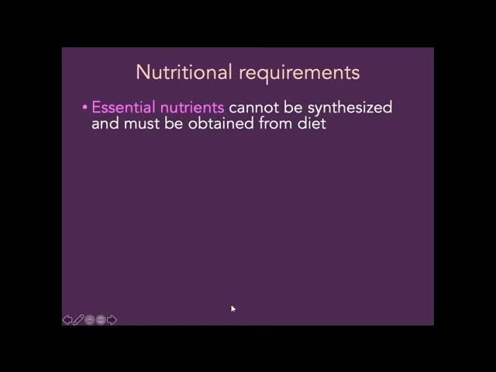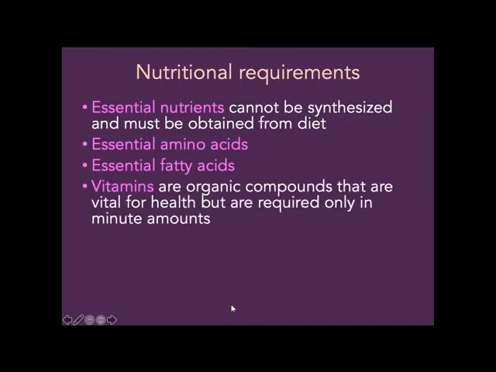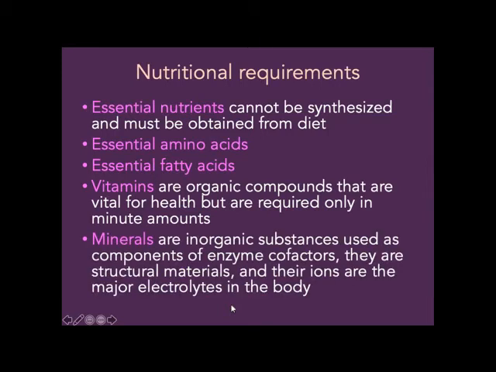Okay, so we talked about essential nutrients a little bit in the plant chapter, but essential nutrients are just nutrients that can't be synthesized and have to be obtained from diet. So some amino acids are essential, some we can make ourselves. Some fatty acids we need to be able to get from other organisms. We need to get vitamins from eating things. So vitamins are organic compounds that we need for health, but we only need small amounts of. And then minerals are inorganic substances, and so they're used for different things.